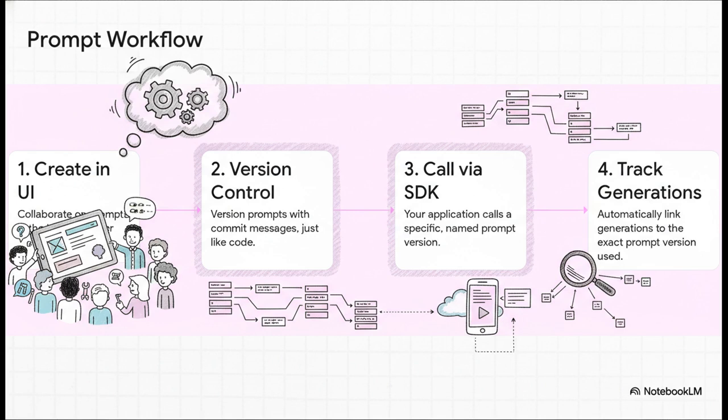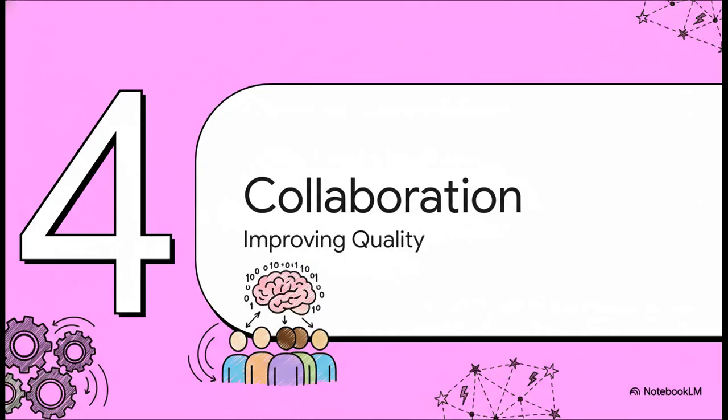You can version them just like code, with commit messages explaining what you changed. Then in your app, you just call the version you want. And the best part, Langfuse automatically connects every single output back to the exact prompt version that made it. No more guessing. Which leads us perfectly into the final core feature here, collaboration. Because let's be real, building a great AI product is a team sport, and Langfuse gives you the tools to actually play it like a team.